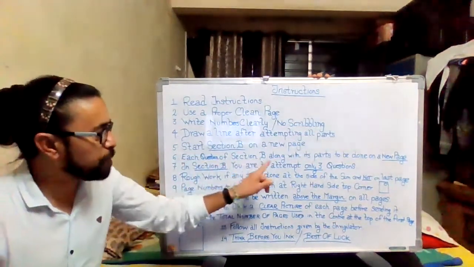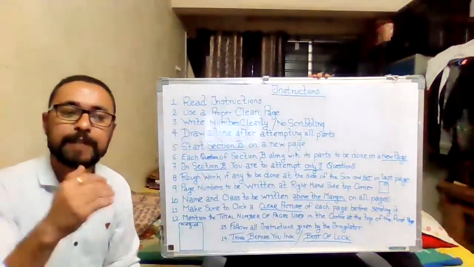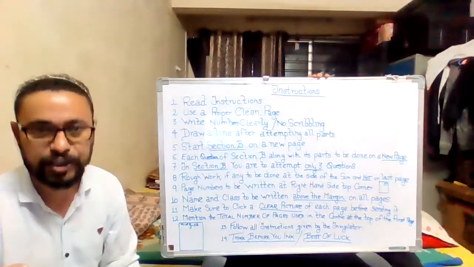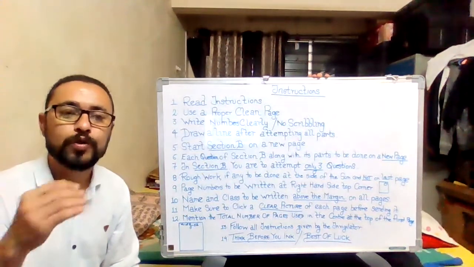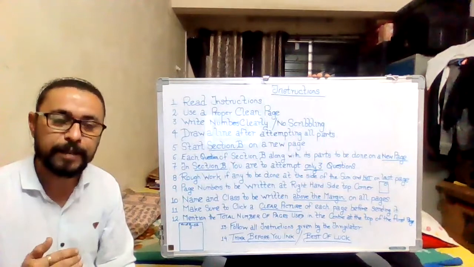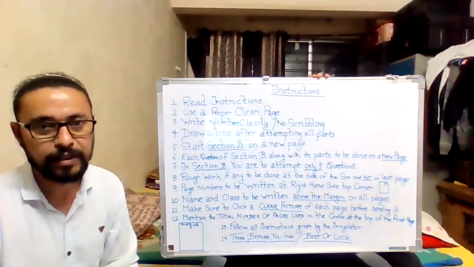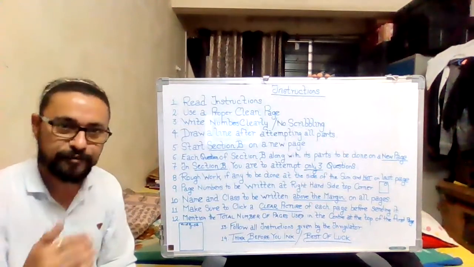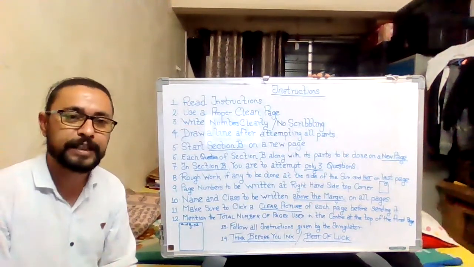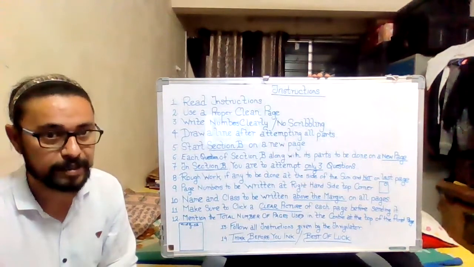Each question of section B along with its part to be done on a new page. Every time you move to the next question of section B, you are to go to a new page. Whether you have used the entire page and come to the end, very lucky, then you obviously have to go to a new page. Otherwise, you've done 1.5 pages, draw a line for the remaining half page and go to a new page for the next sum along with its parts.